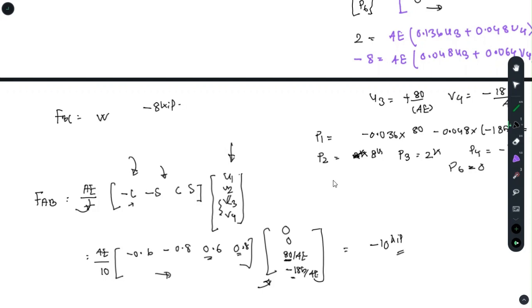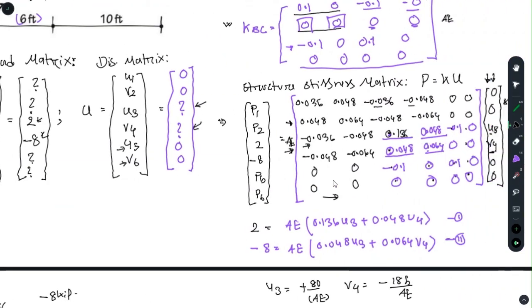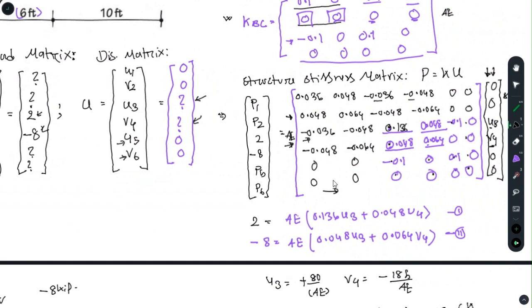So this is all from the direct stiffness method for matrices. One thing is that if you have several members, let's say three members, the structure stiffness matrix would be different. For three members it would be an 8 by 8 matrix. So if you have more members, the stiffness matrix would be larger. And that's the thing from this video.